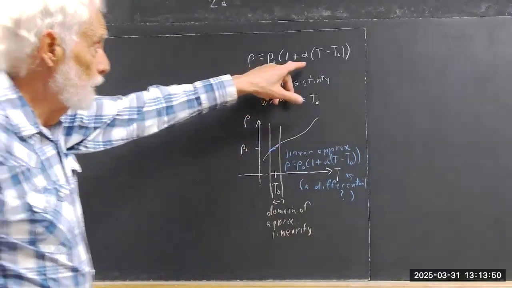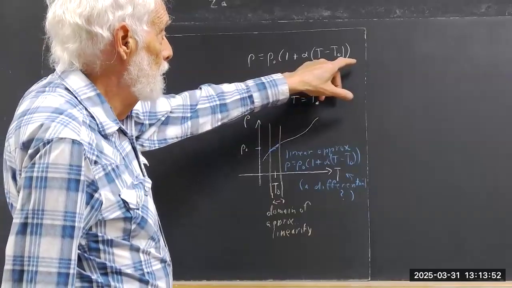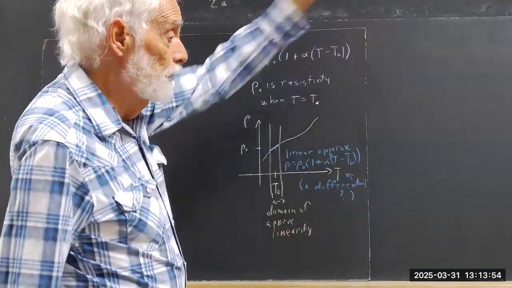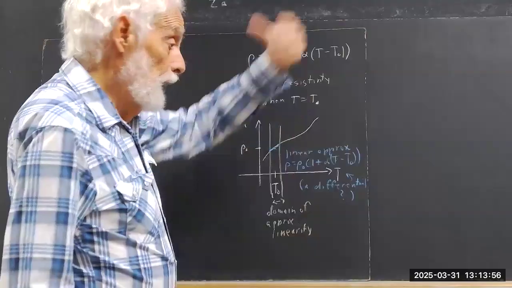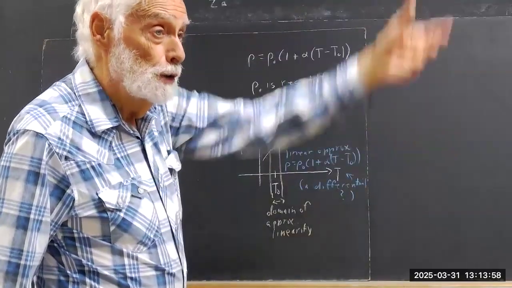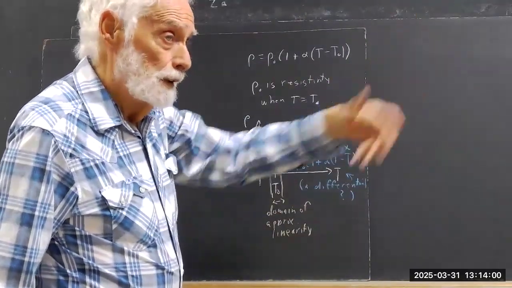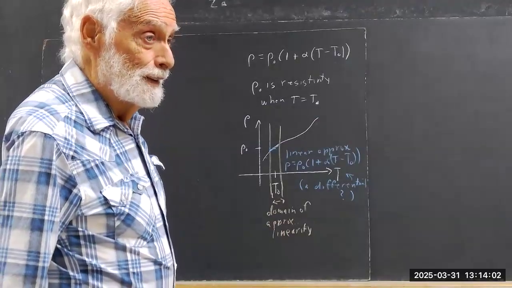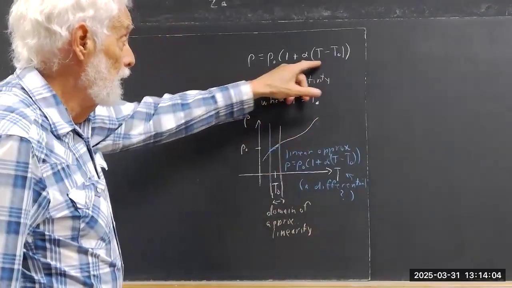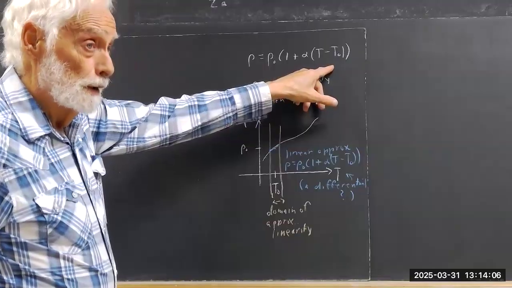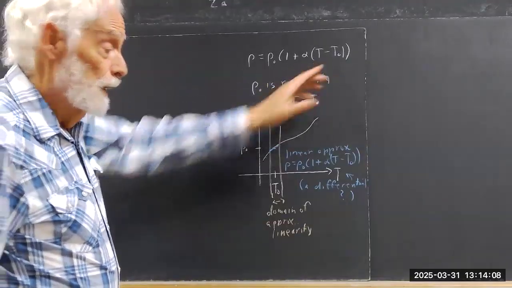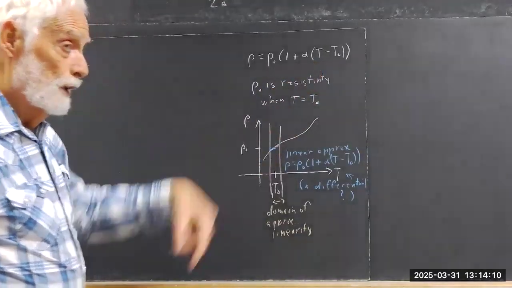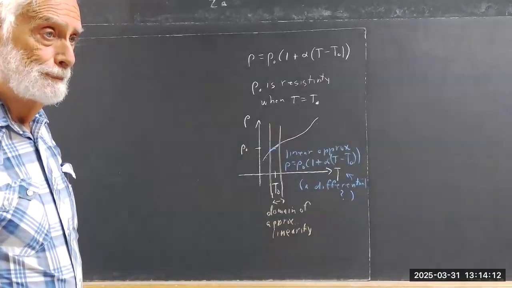So you could have a 1 plus alpha times (T minus T naught) plus a beta times (T minus T naught) squared, and maybe a gamma times (T minus T naught) cubed. You can think of a Taylor series. It's like a Taylor series approximation. This is the first term of the Taylor series approximation, or whatever this thing is, from this interval.